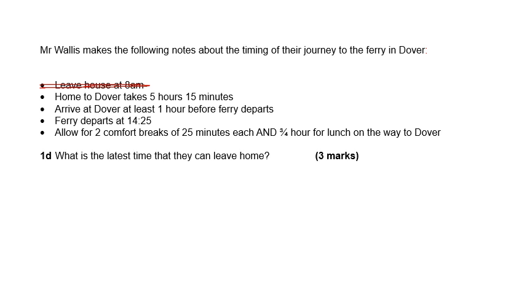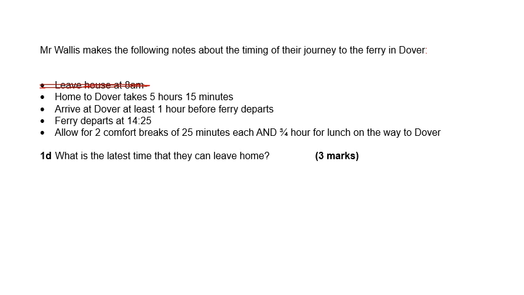Alright. So the key thing is they're travelling to Dover. Okay. Home to Dover, as it says in that second bullet point there, takes 5 hours and 15 minutes. Okay. They must arrive at Dover 1 hour before the ferry departs, and the ferry departs at 14:25. Okay. So a bit of key information there. Alright. They must allow for 2 comfort breaks of 25 minutes and 3/4 of an hour for lunch on the way to Dover. Okay. So the best thing to do here is work out comfort breaks, lunch, okay, how long it takes to drive, add all that up together in hours and minutes.